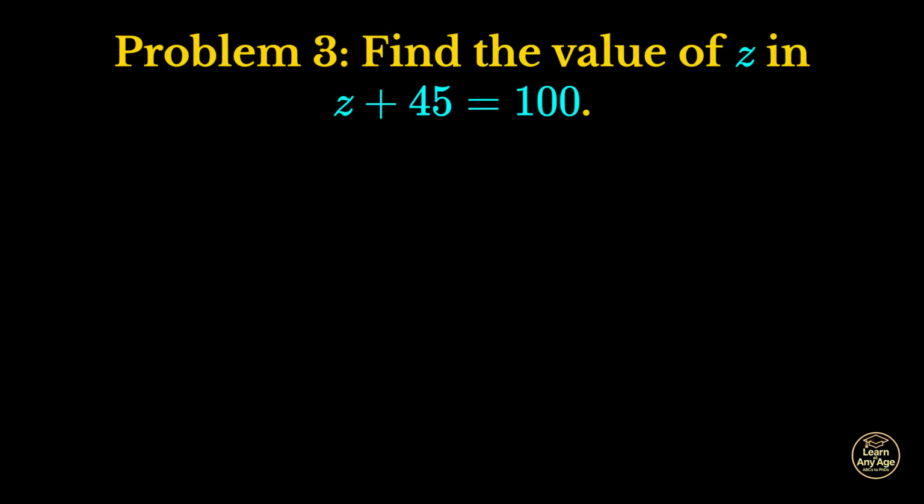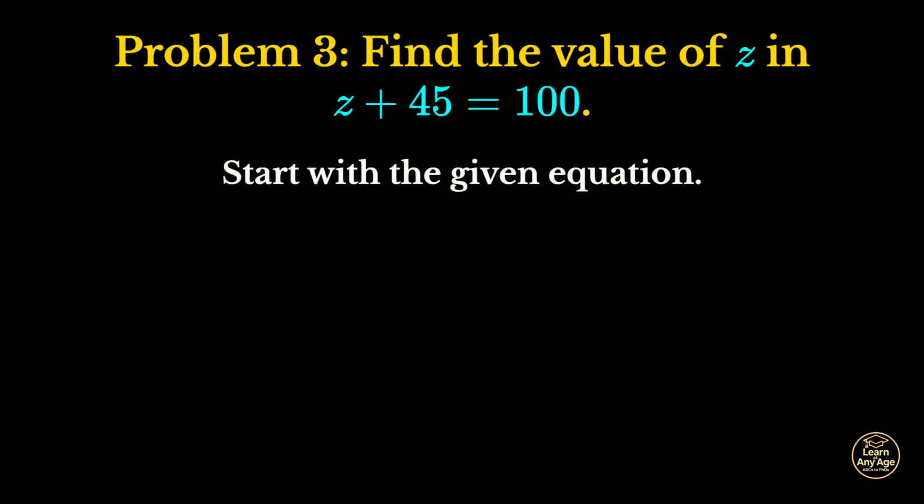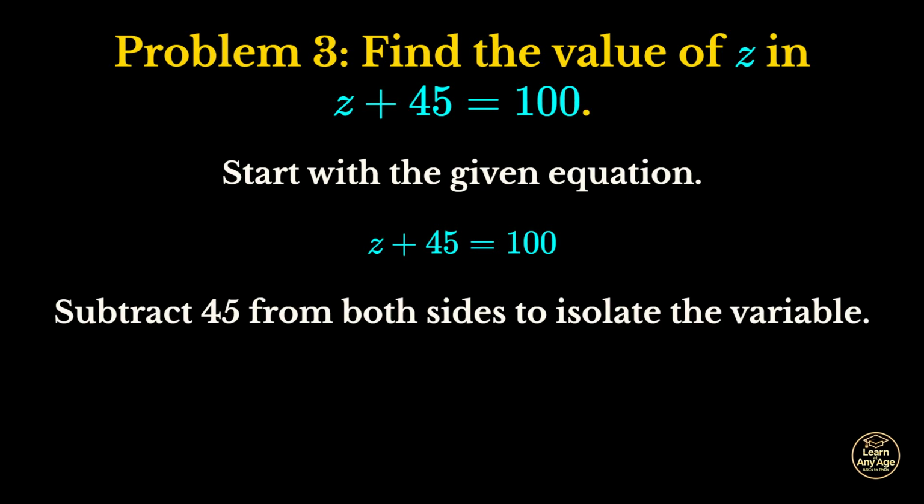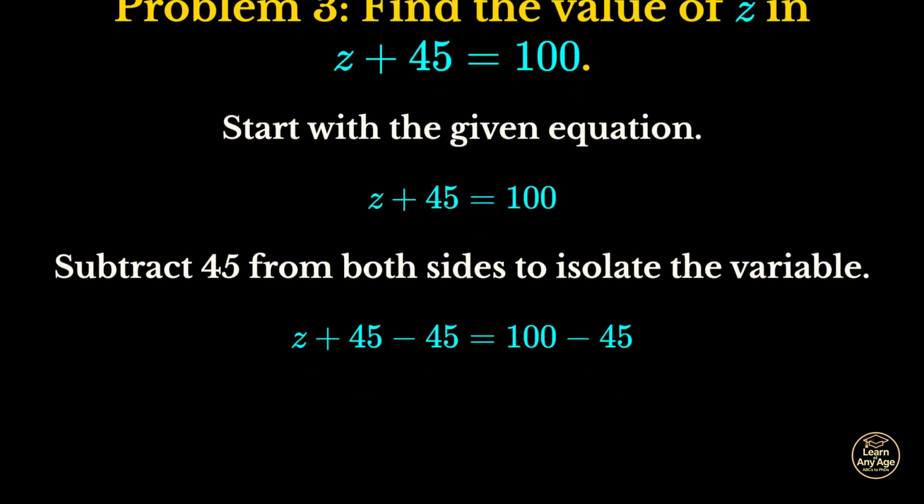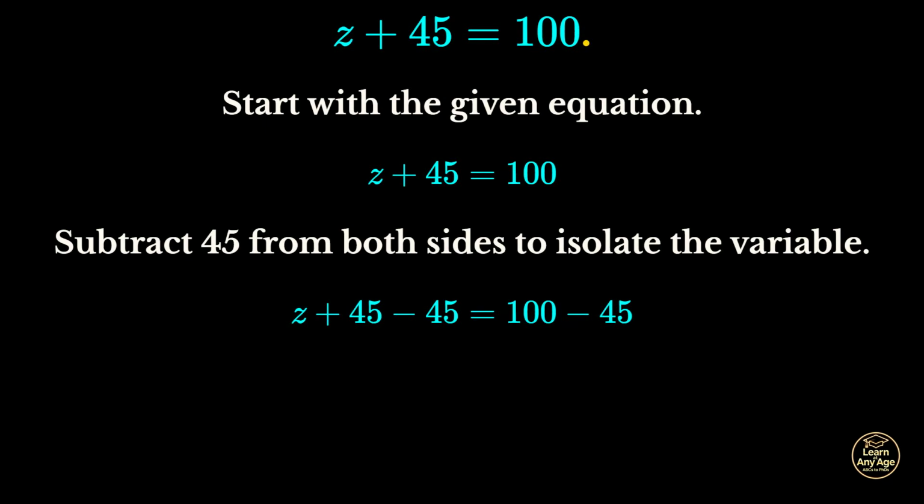Problem 3. Find the value of z in z plus 45 equals 100. Start with the given equation. Z plus 45 equals 100. Subtract 45 from both sides to isolate the variable. Z plus 45 minus 45 equals 100 minus 45.